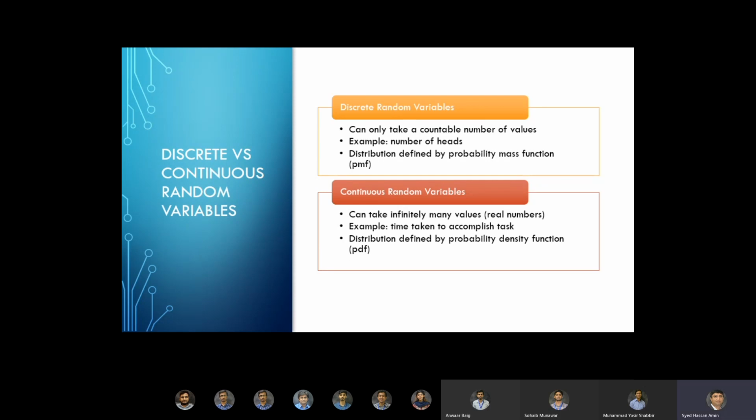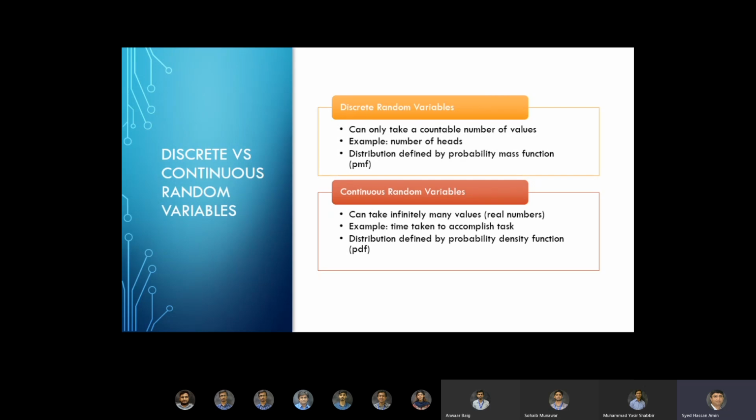Okay, so when looking at random variables, there are two types: discrete random variables and continuous random variables. In the real world, sometimes we have situations where we can take random variables as integer numbers, 1, 2, 3, 4. So they are discrete. They can only take a countable number of values.